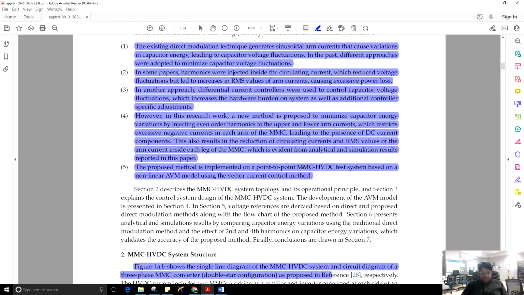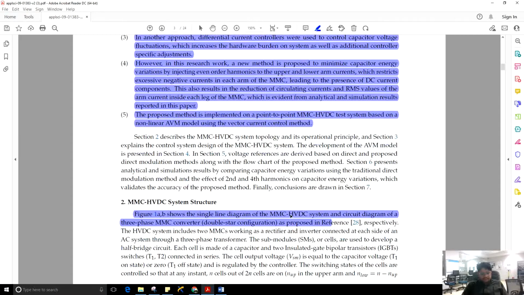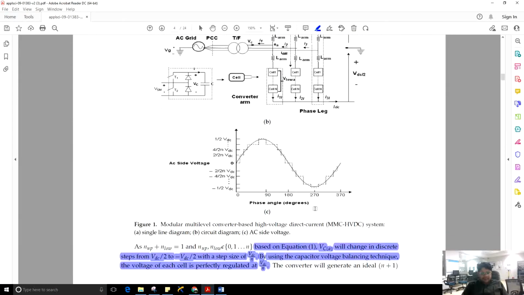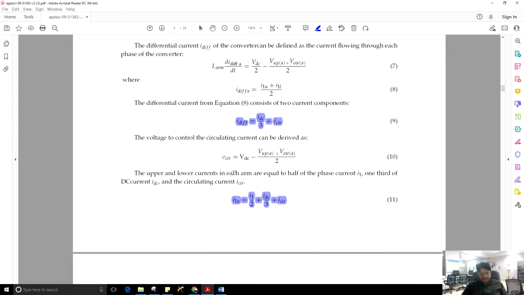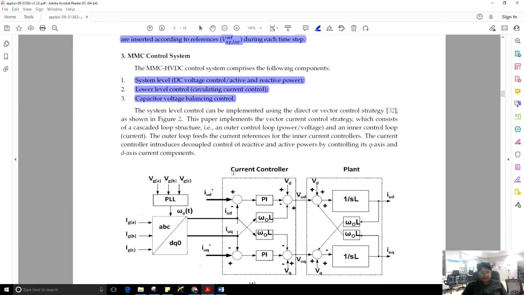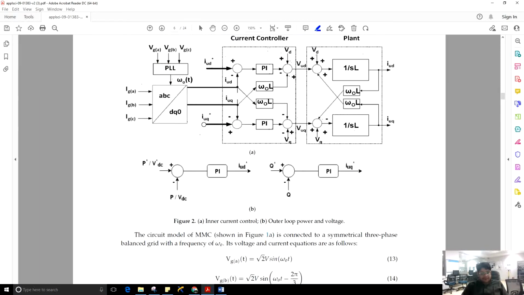The proposed method is implemented on a point-to-point MMC HVDC test system based on a non-linear AVM model using the vector current control method. Vector current control method I will explain sometime. The strength of this paper is that it has explained the basic mathematical modeling of the MMC very well. It has explained the MMC control system vector current control principle in a very simplified manner.